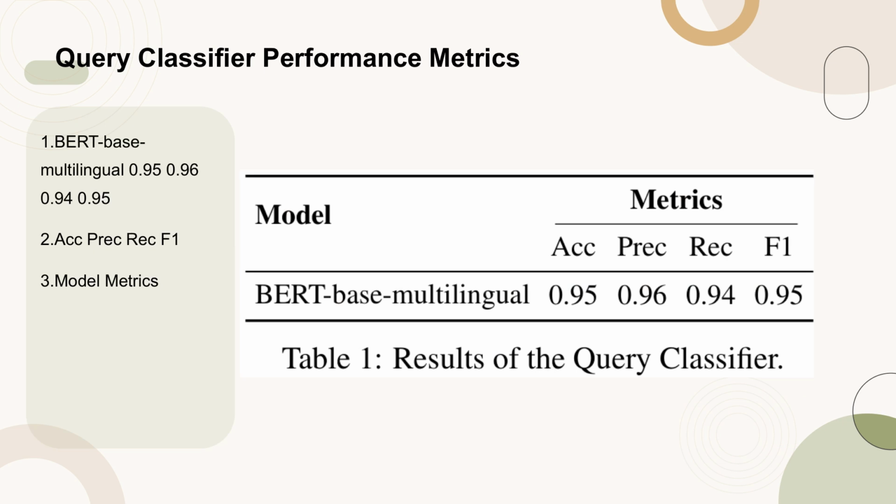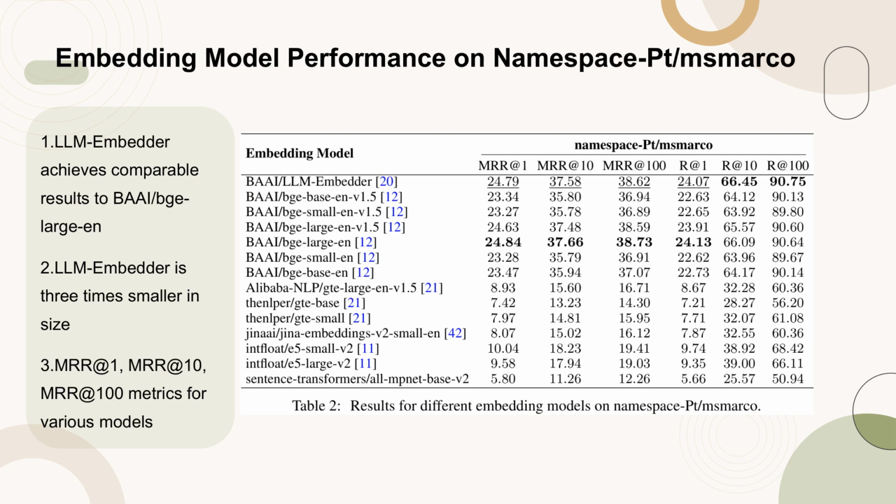The BERT-based multilingual model achieved an accuracy of 0.95, precision of 0.96, recall of 0.94, and F1 score of 0.95. The table also lists the accuracy, precision, recall, and F1 scores for other models, providing a comprehensive view of the classifier's effectiveness. Table 2 presents the results of different embedding models on the namespace point/MSMARCO dataset.